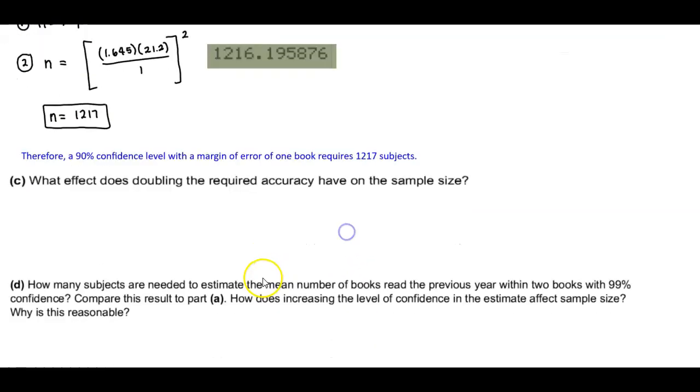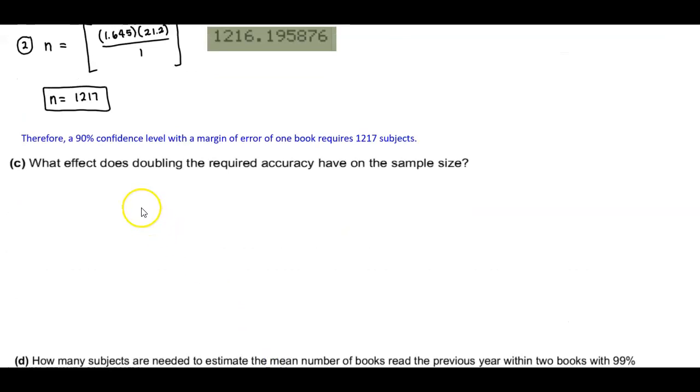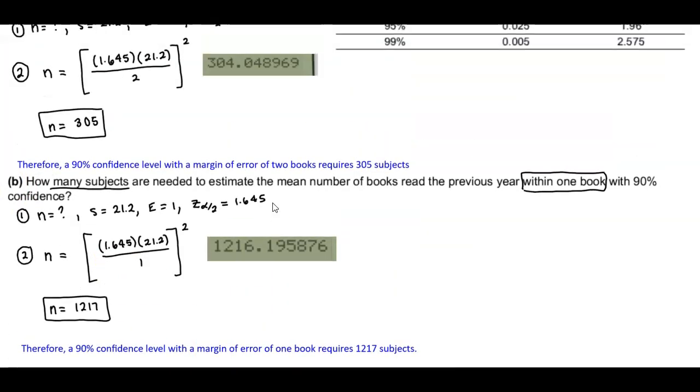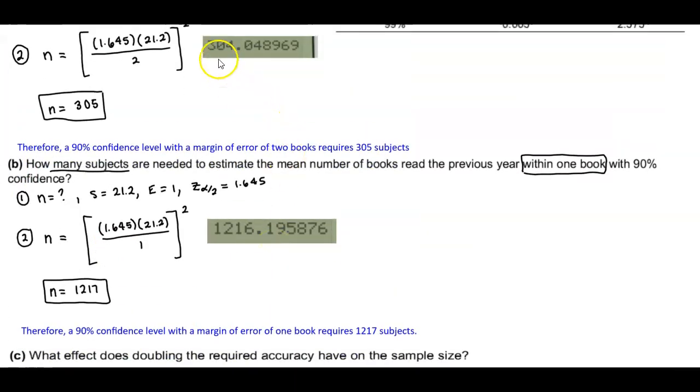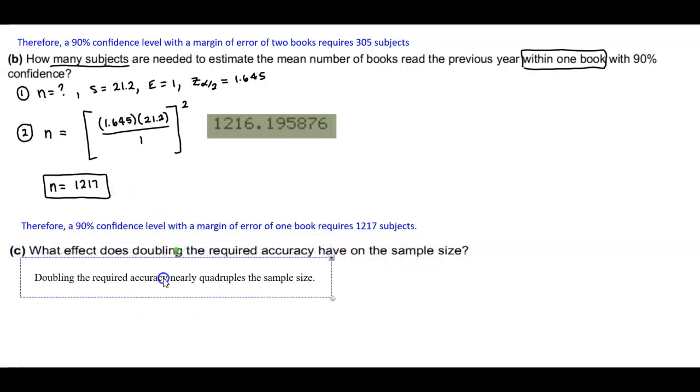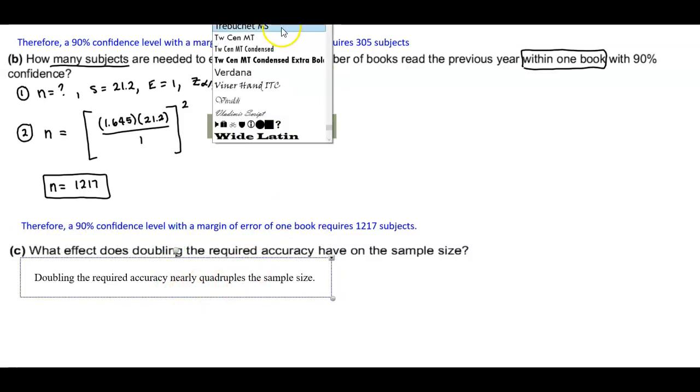Okay, so now we need to answer part C. Part C says, what effect does doubling the required accuracy have on the sample size? Well, if you look here, if you multiply 304 times 4, it's going to give you approximately 1,216. So what effect does doubling the required accuracy have on the sample size? Well, we're going to say that doubling the required accuracy nearly quadruples the sample size.